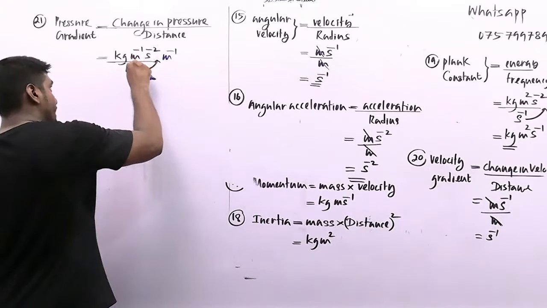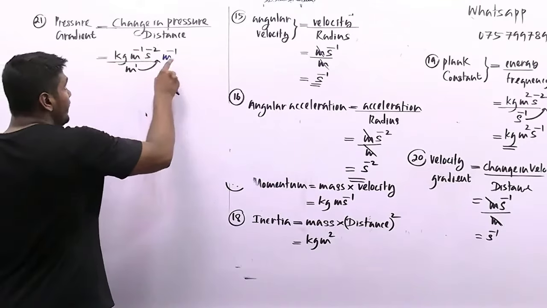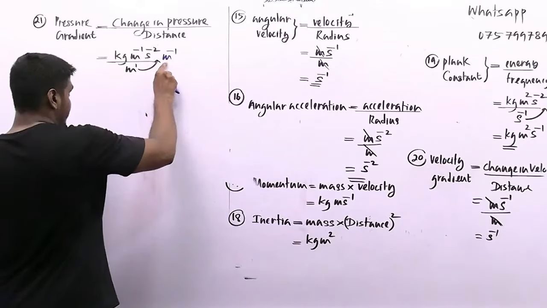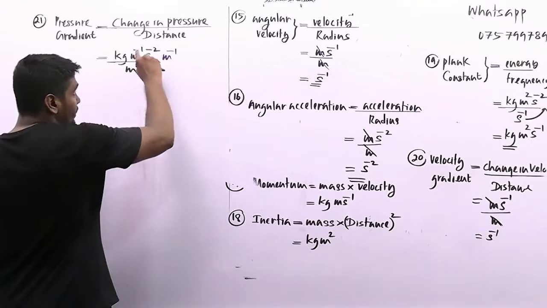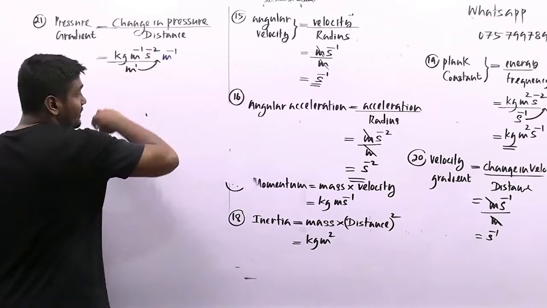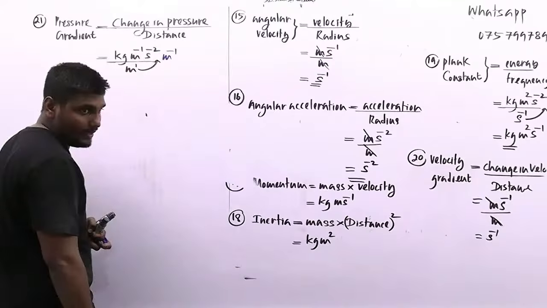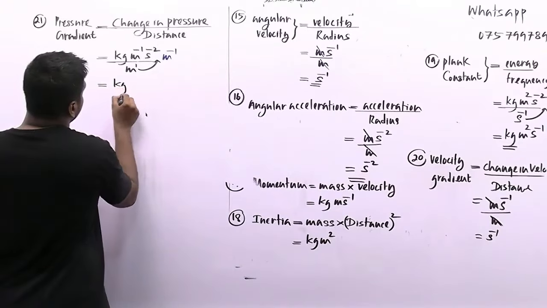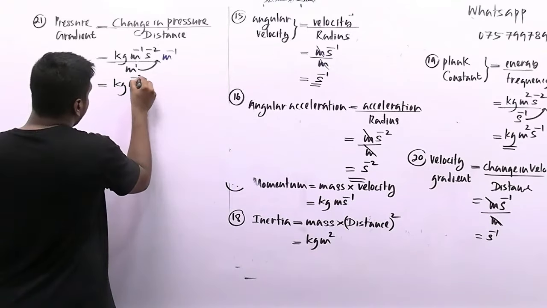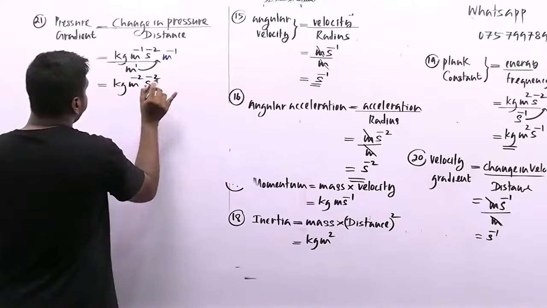Then in the numerator there is already m to the power minus 1, and here also there is m to the minus 1. You can add the powers together. Minus 1, minus 1, minus 2. Therefore, finally we can write down kg m to the power minus 2 s to the power minus 2.